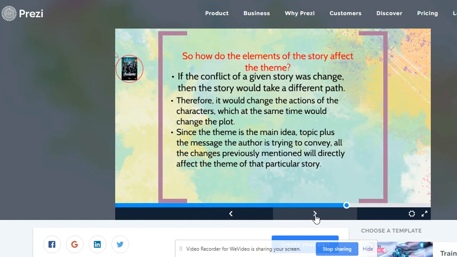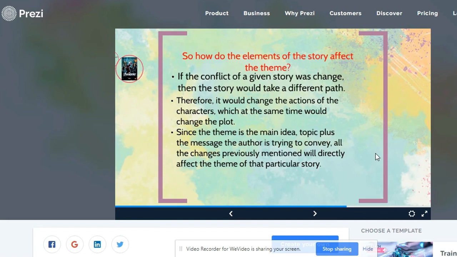So, how do the elements of the story affect the theme? If the conflict of a given story was to change, then the story would take a different path. Therefore, it would change the actions of the characters, which at the same time would change the plot. Since the theme is the main idea, topic, plus the message the author is trying to convey or to show you or explain to you, all the changes previously mentioned will directly affect the theme of that particular story.